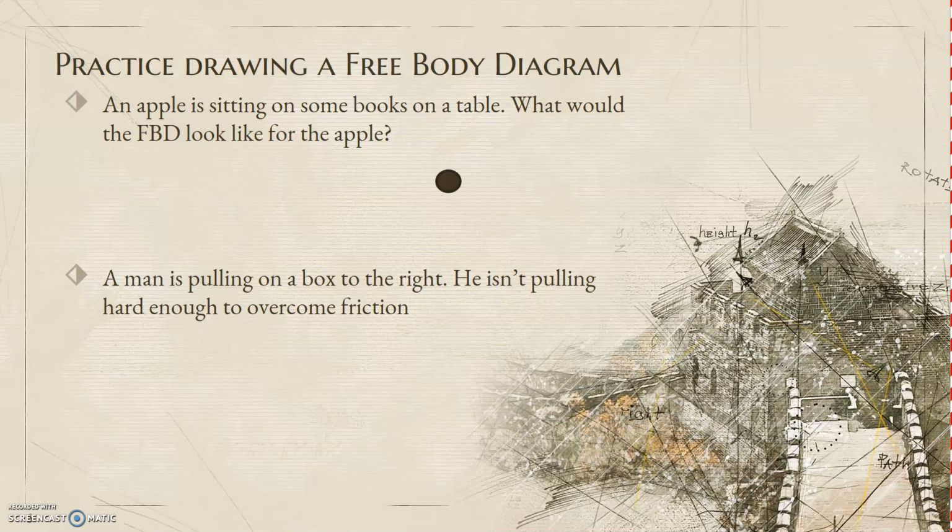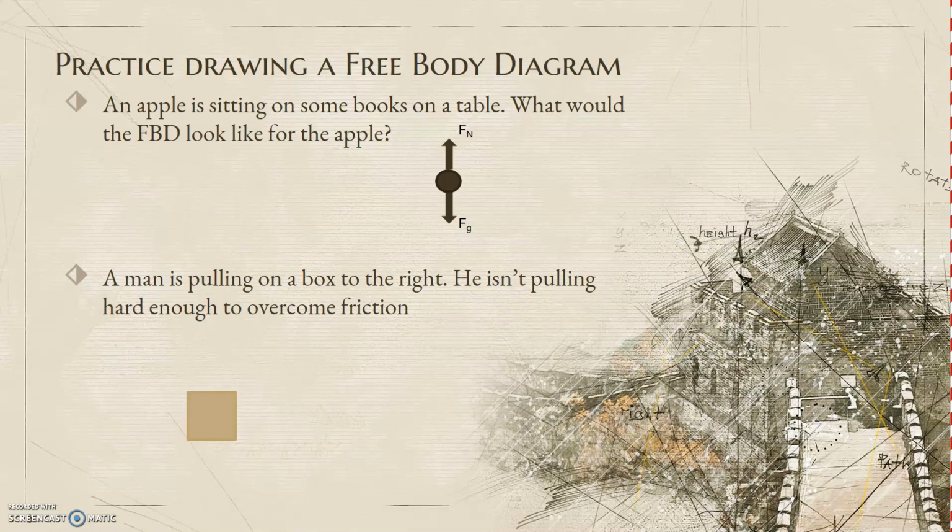Okay, so here it is. I have my apple. Again, I'm just drawing a dot. It's really easy. I have gravity because everything's being pulled down by gravity, and it's sitting on a table, so there's normal force pushing up. The normal force is what's keeping gravity from pulling the apple down through the table. It is the force of the table pushing up.